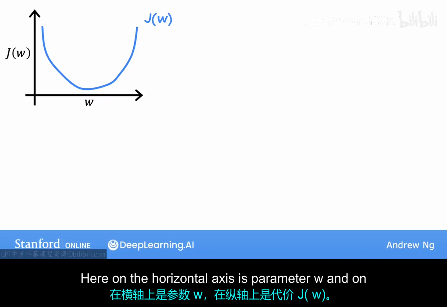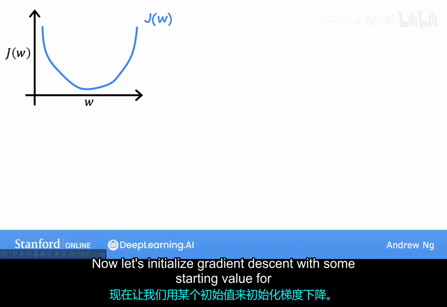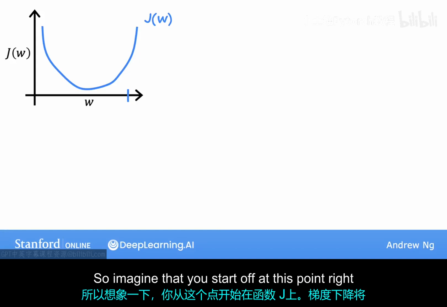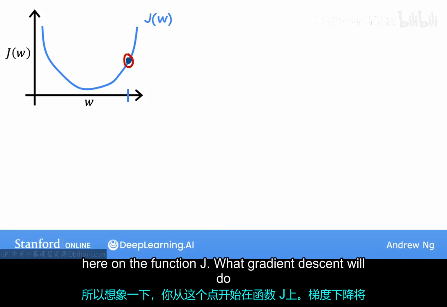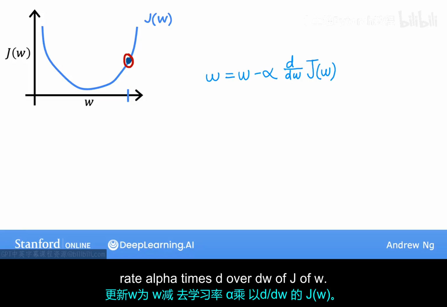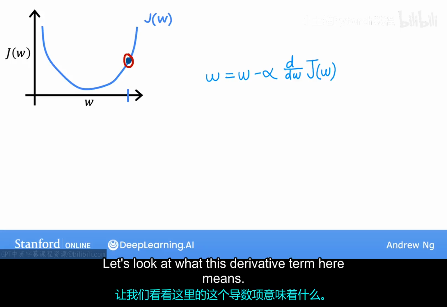Here on the horizontal axis is parameter w, and on the vertical axis is the cost J of w. Now let's initialize gradient descent with some starting value for w. Let's initialize it at this location. So imagine that you start off at this point right here on the function J. What gradient descent will do is update w to be w minus learning rate alpha times d over dw of J of w. Let's look at what this derivative term here means.